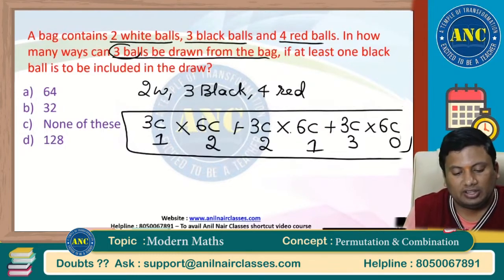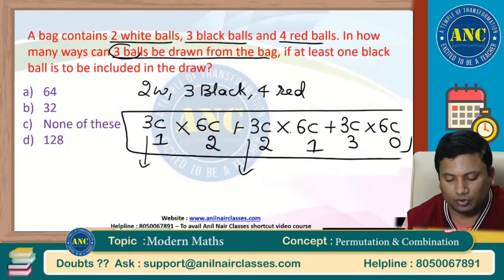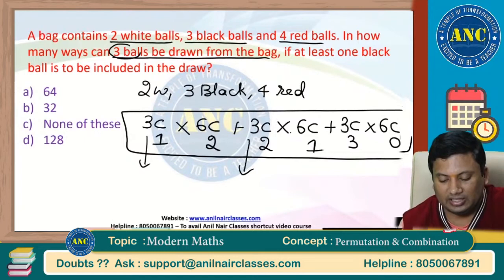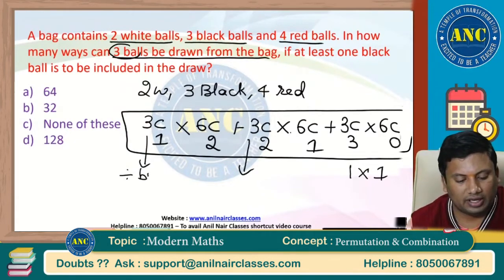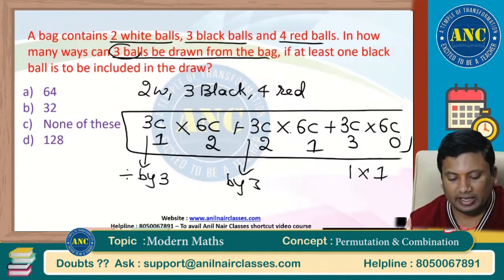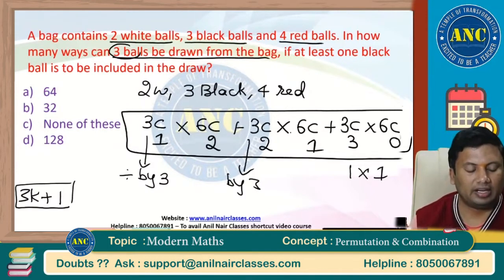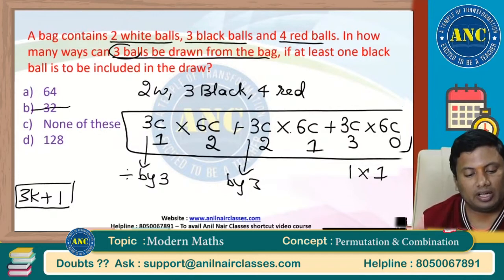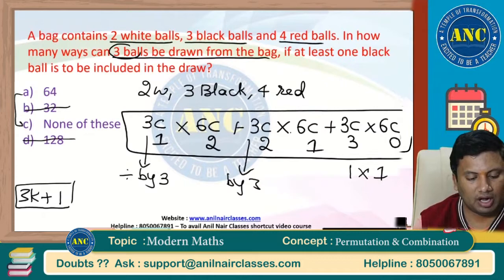3C2 or 3C3. Now see, 3C1 is divisible by 3. 3C2 is divisible by 3. 3C3, out of n selecting all n, it is 1. 6C0 is also 1, out of 6 not selecting any. So this is divisible by 3, this is divisible by 3 and it gives a remainder 1. Answer when divided by 3 gives a remainder 1. So 64 or none of these.